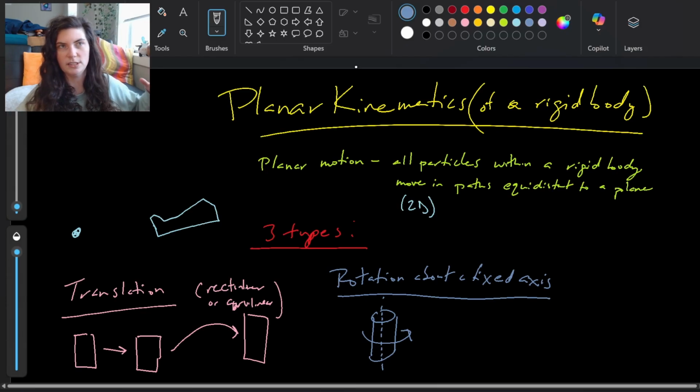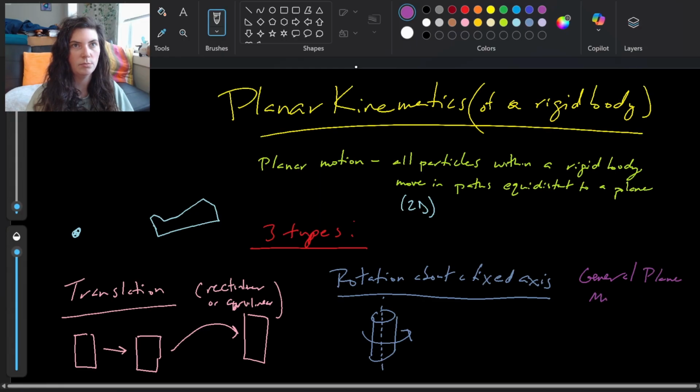If you are really good at spinning a basketball, you can spin a basketball on your finger. That's rotation about a fixed axis. Taking this pin and just turning it between my fingers here, that would be rotation about a fixed axis. So that's another one that we may see. And the last one that we'll see is called general plane motion. General plane motion is a combination of the two before it.